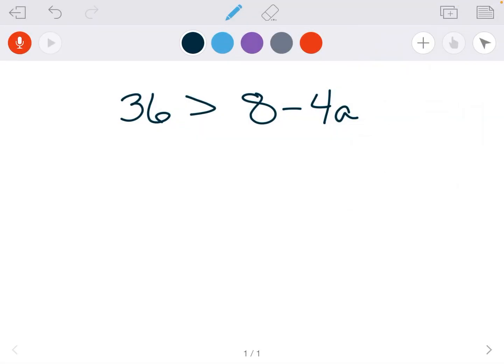Hey, Miss W here. I want to show you how to solve an inequality that looks similar to this. I know you have some examples in your tests and quizzes and whatnot.